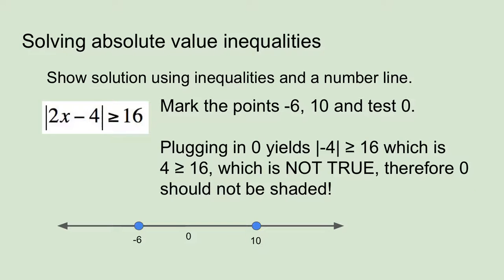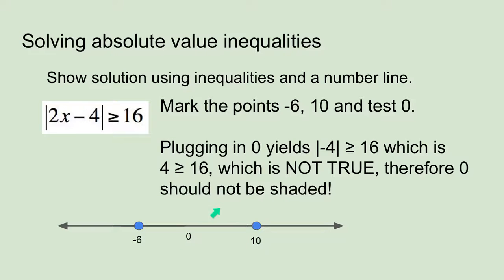So when I go ahead and solve these two equations that I had on here, I'm going to mark the points as -6 and 10, which I've done here, and I'm going to test 0. So I'm going to take 0 and plug it into the equation. Well, 2 times 0 is 0. Then it basically yields the absolute value of -4. Is that greater than or equal to 16? No, because 4 is greater than or equal to 16, which is not true. So I should not shade where this 0 is.